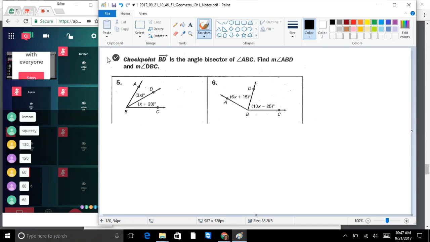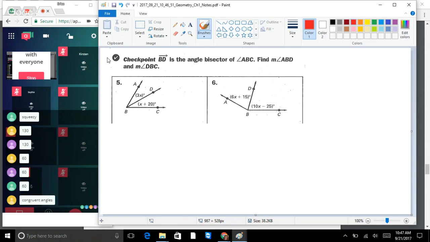Okay, checkpoint. Ray BD is the angle bisector of ABC. So what does that mean when we see angle bisector? Angle bisector means that the two angles that are formed are equal to each other, right? Yes, they're congruent. So we need to figure out what the measure of those two angles are. So how are we going to do that?